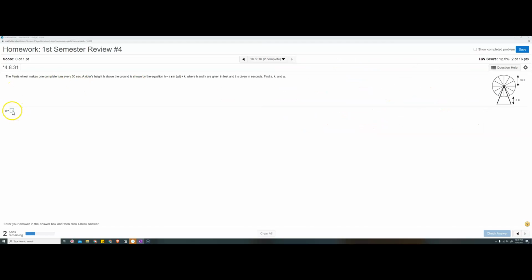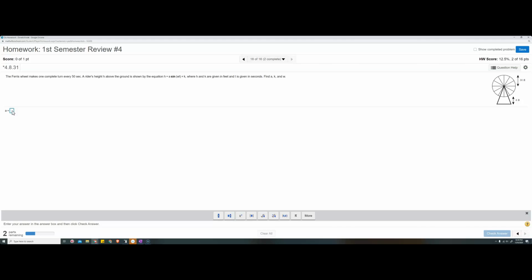So our A value, and I don't even think it asks for that, to be honest with you. This one just asks for A, K, and theta. You didn't have to do the phase shift. So you don't need to worry about that.